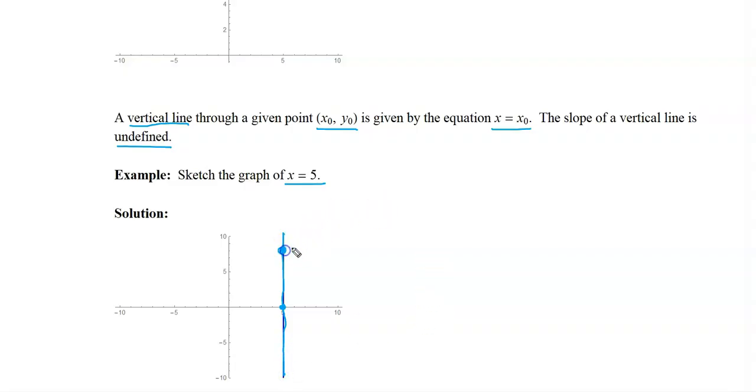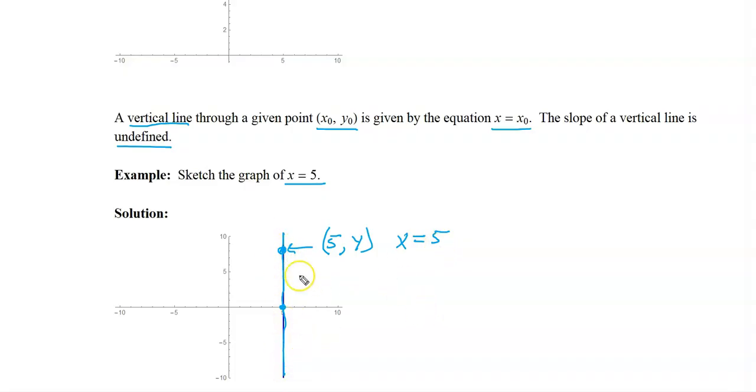Once again, notice that if I pick any point on this line, it's going to be of the form 5, y. So the x-coordinate is always equal to 5 for every point on this line. So that's why we say x is always equal to 5. So all the points in the Cartesian plane where x is equal to 5 are going to be on this vertical line.